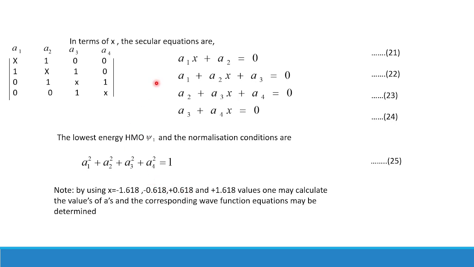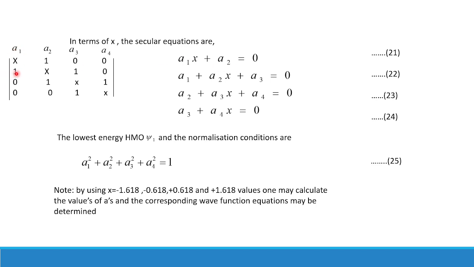First of all, we form the secular equations with the help of these determinants. A1, A2, A3 and A4 are the HMO coefficients. For the first equation, A1 multiplied by x plus A2 into 1 plus A3 into 0 plus A4 into 0. Both of these will be equal to 0, so the remaining would be A1x plus A2 is equal to 0.